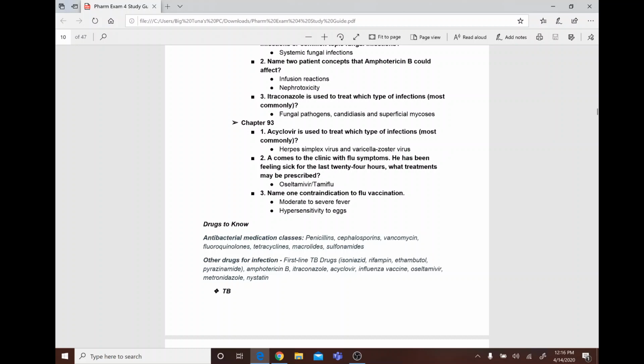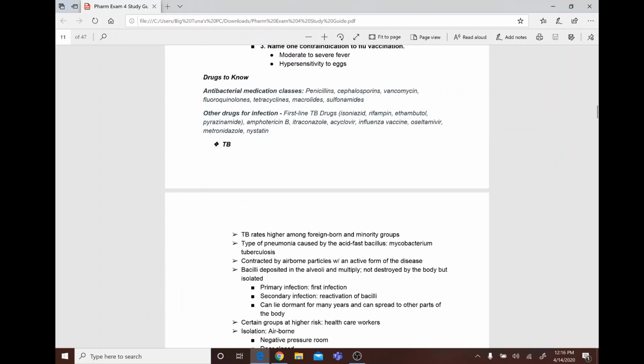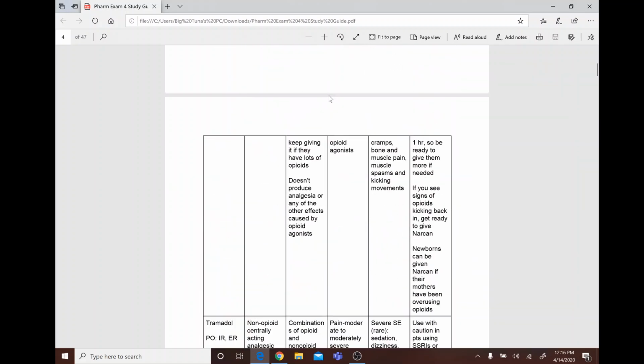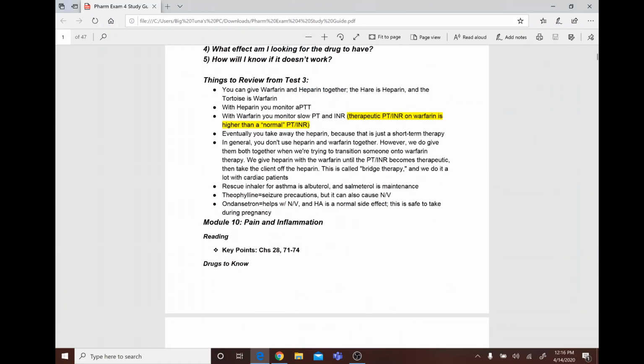A patient comes to the clinic with flu symptoms. He has been feeling sick for the last 24 hours. What treatments may be prescribed? Also Tamiflu. Name 1 contraindication to flu vaccination. Moderate to severe fever, hypersensitivity to eggs.